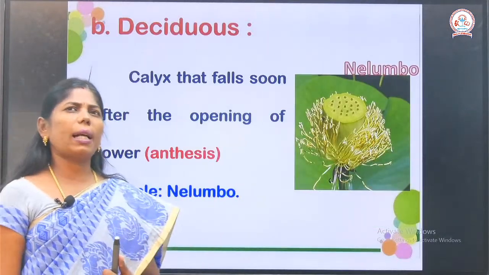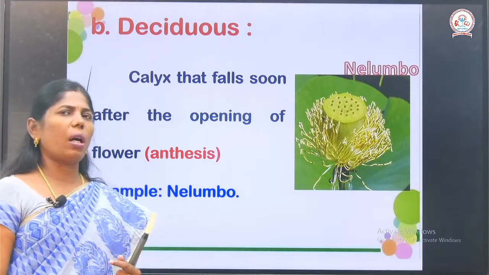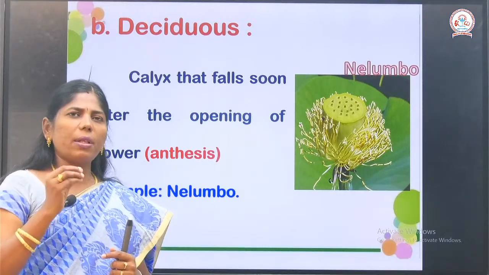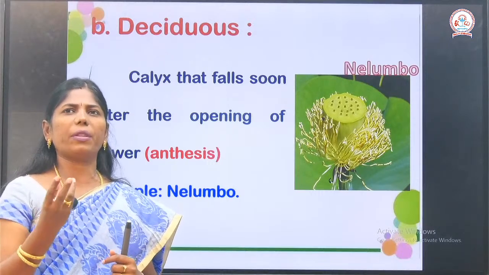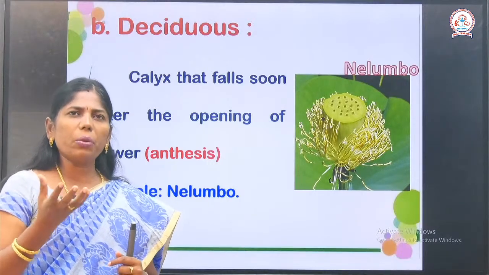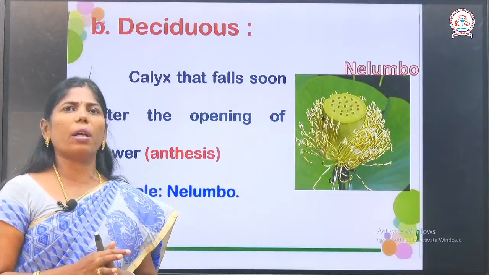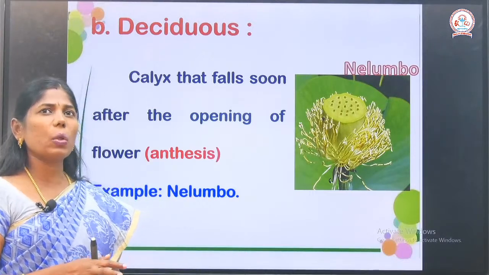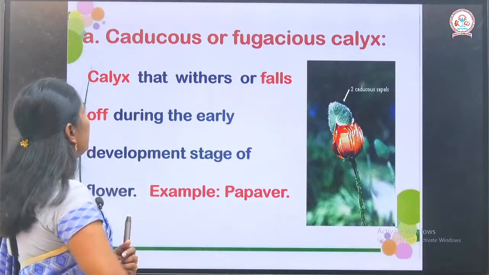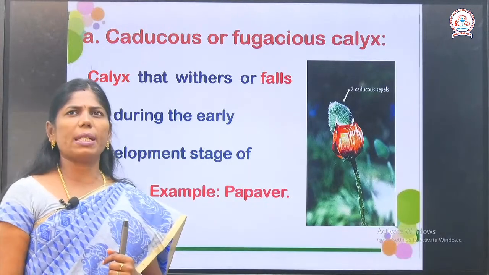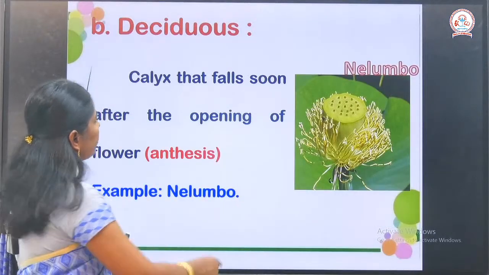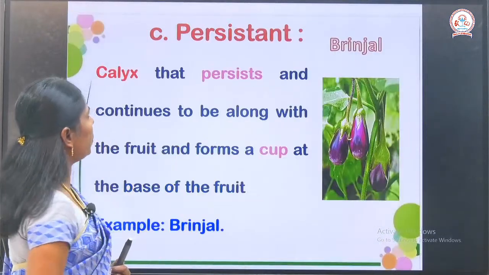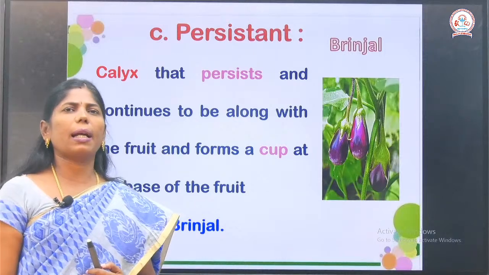And deciduous calyx. The calyx that falls soon after the opening of the flower. The first one fell during early development, just as the flower originated. This one falls when the flower is opening. During that time the calyx will fall off. So that is deciduous, and the first one we studied is caducous or fugaceous. An example for deciduous is neelambu, the lotus.